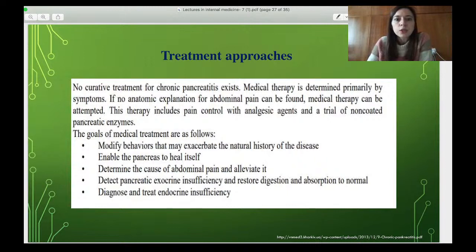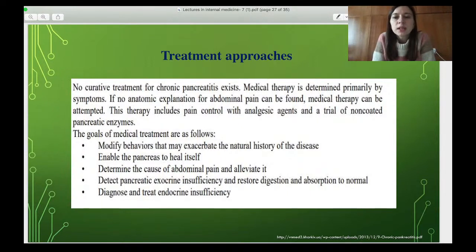No cure for chronic pancreatitis exists. Medical therapy is determined primarily by symptoms. If no anatomic explanation for abdominal pain can be found, medical therapy can be attempted. This therapy includes pain control with analgesic agents and a trial of enteric-coated pancreatic enzymes.